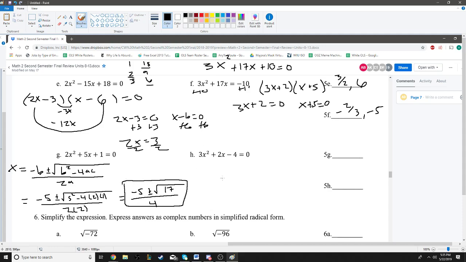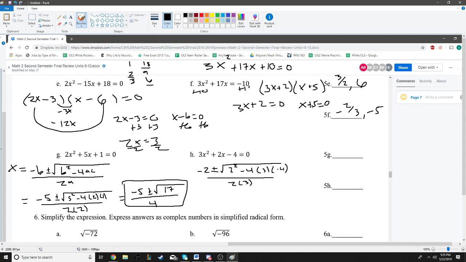For part H, I'm assuming we're going to have to do the quadratic formula again, so I'm just going to go right into it. I'm not even going to try to factor it. You might be able to factor it, you might not be. I'm not going to risk it. So x equals negative 2 plus or minus the square root of 2 squared minus 4 times 3 times negative 4, all over 2 times 3.